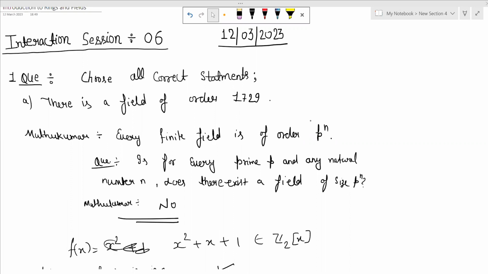So 1729 we have to split into prime factors. Leave this 1729. How will you prove this question? I just gave you 2 square and 2 cube, and now you are saying it is correct. But how will you give a proof for such kind of statement? For any degree, how will you give me an irreducible polynomial of that degree over any field Zp?